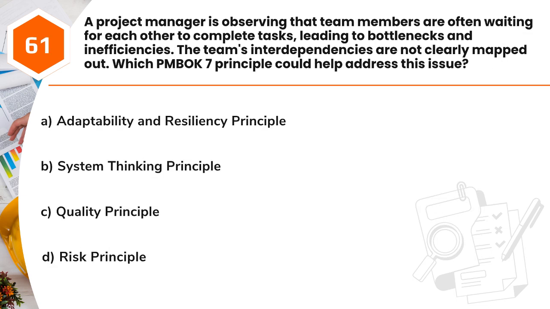Question 61. A project manager is observing that team members are often waiting for each other to complete tasks, leading to bottlenecks and inefficiencies. The team's interdependencies are not clearly mapped out. Which PMBOK 7 principle could help address this issue? A. Adaptability and resiliency principle. B. System thinking principle. C. Quality principle. D. Risk principle.